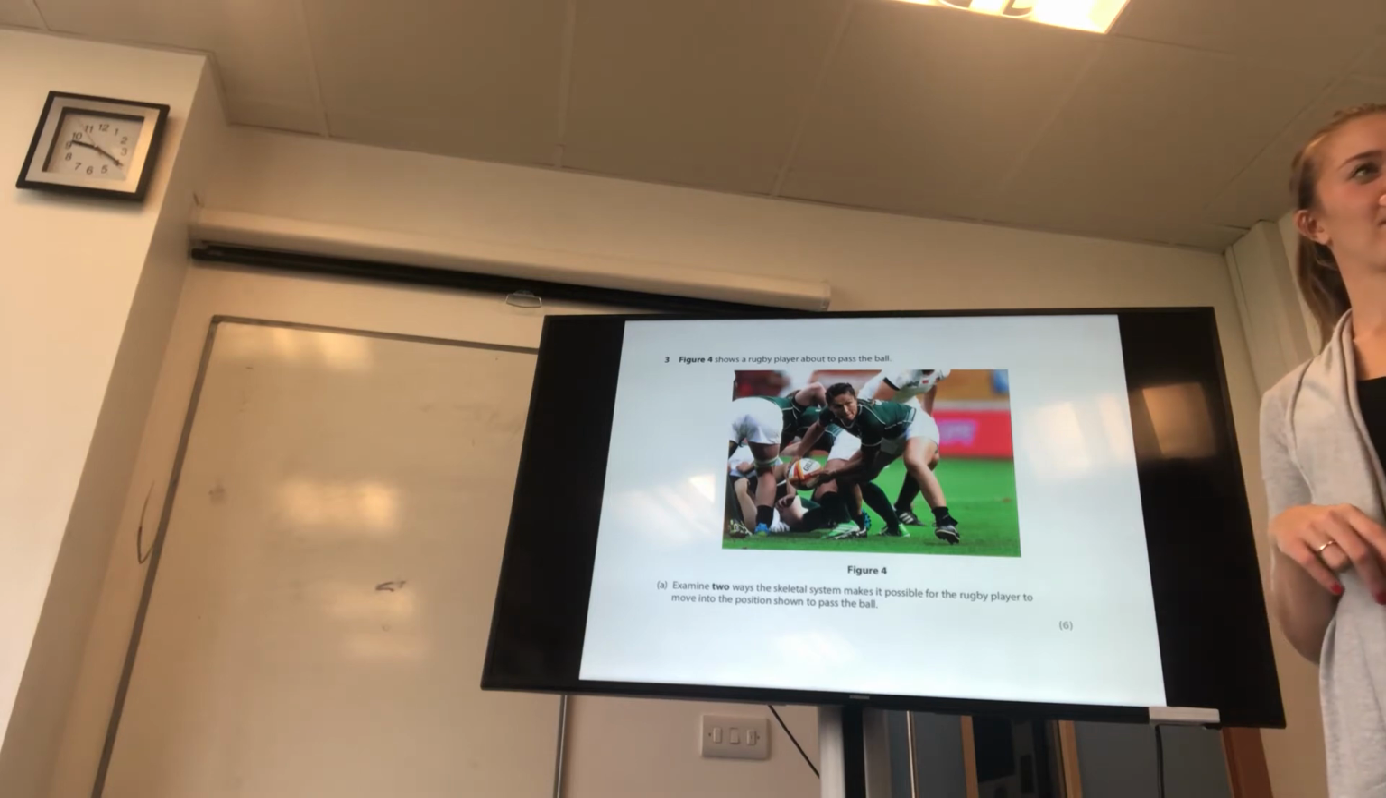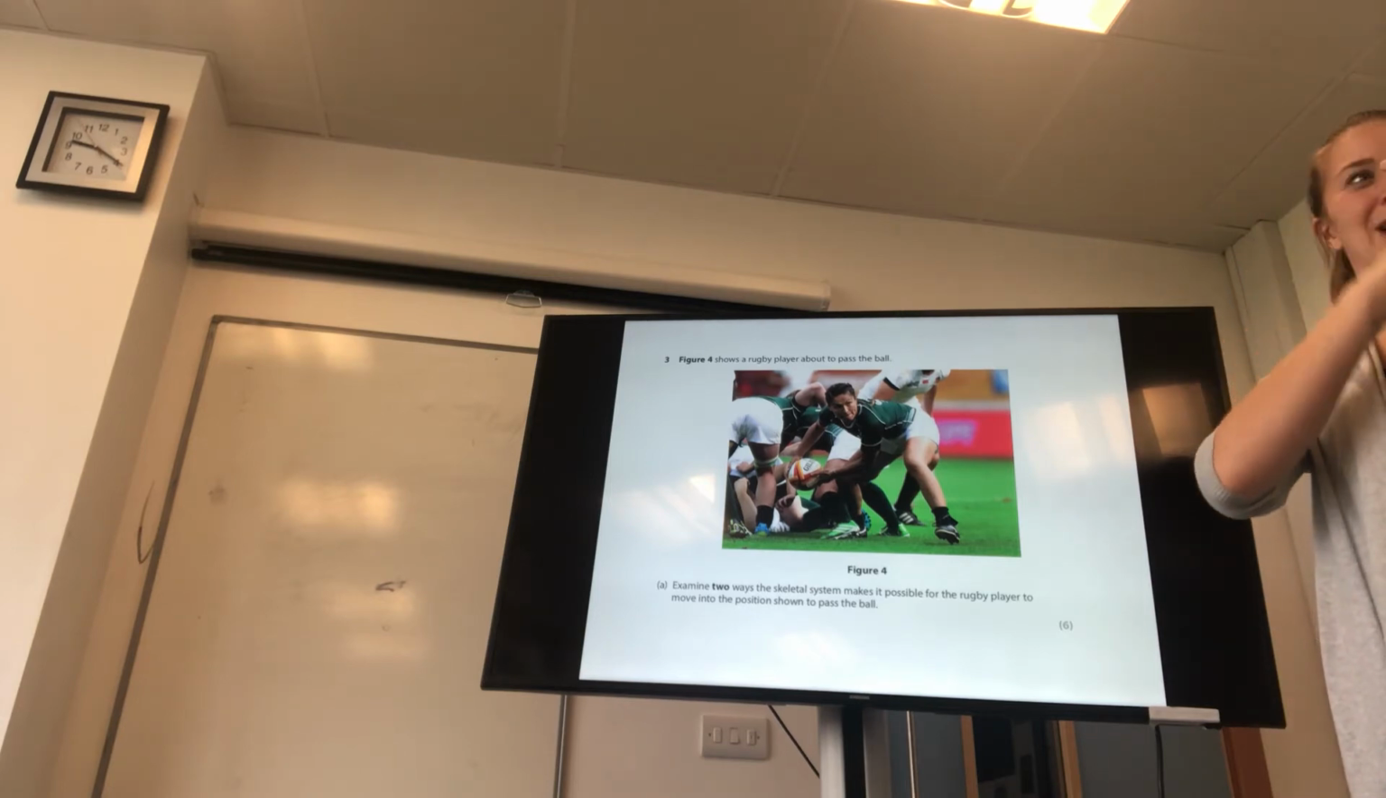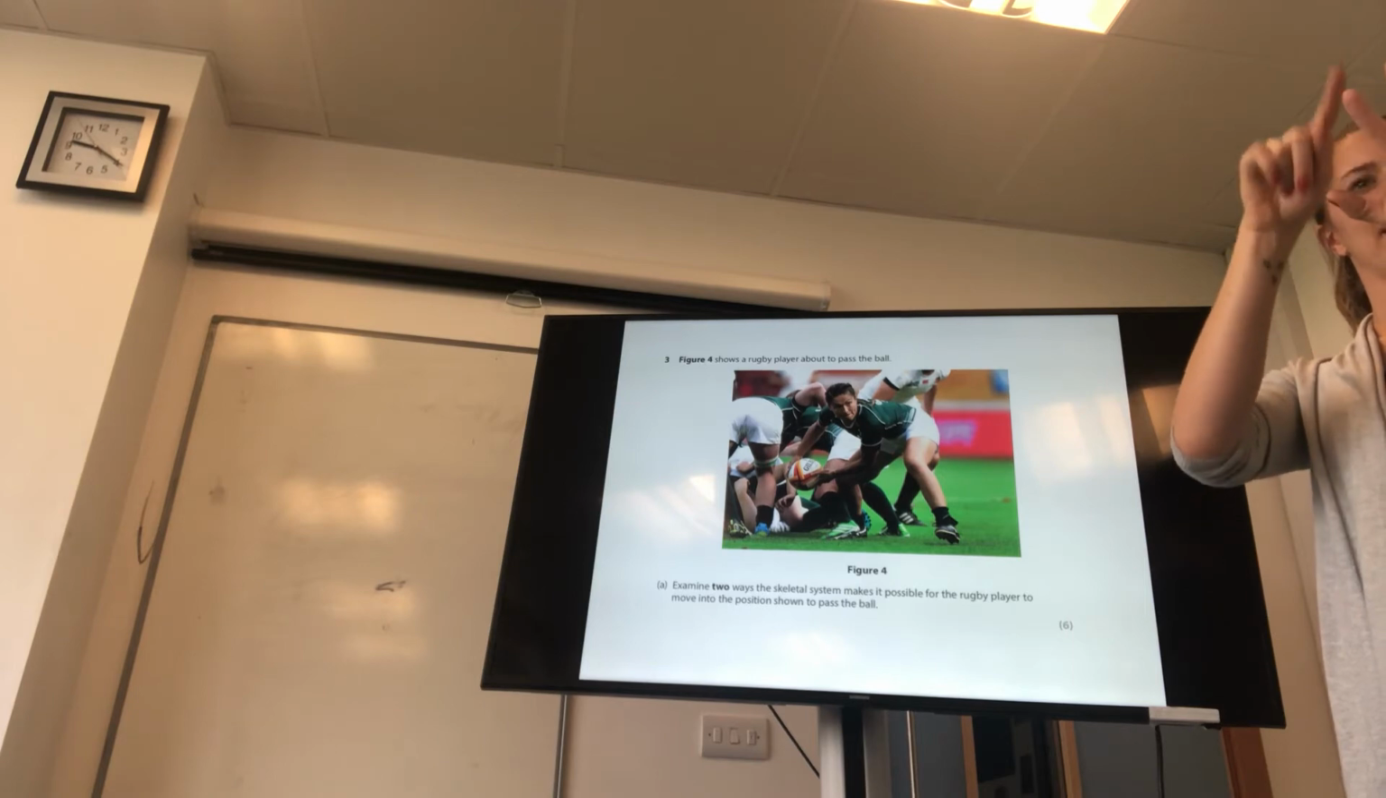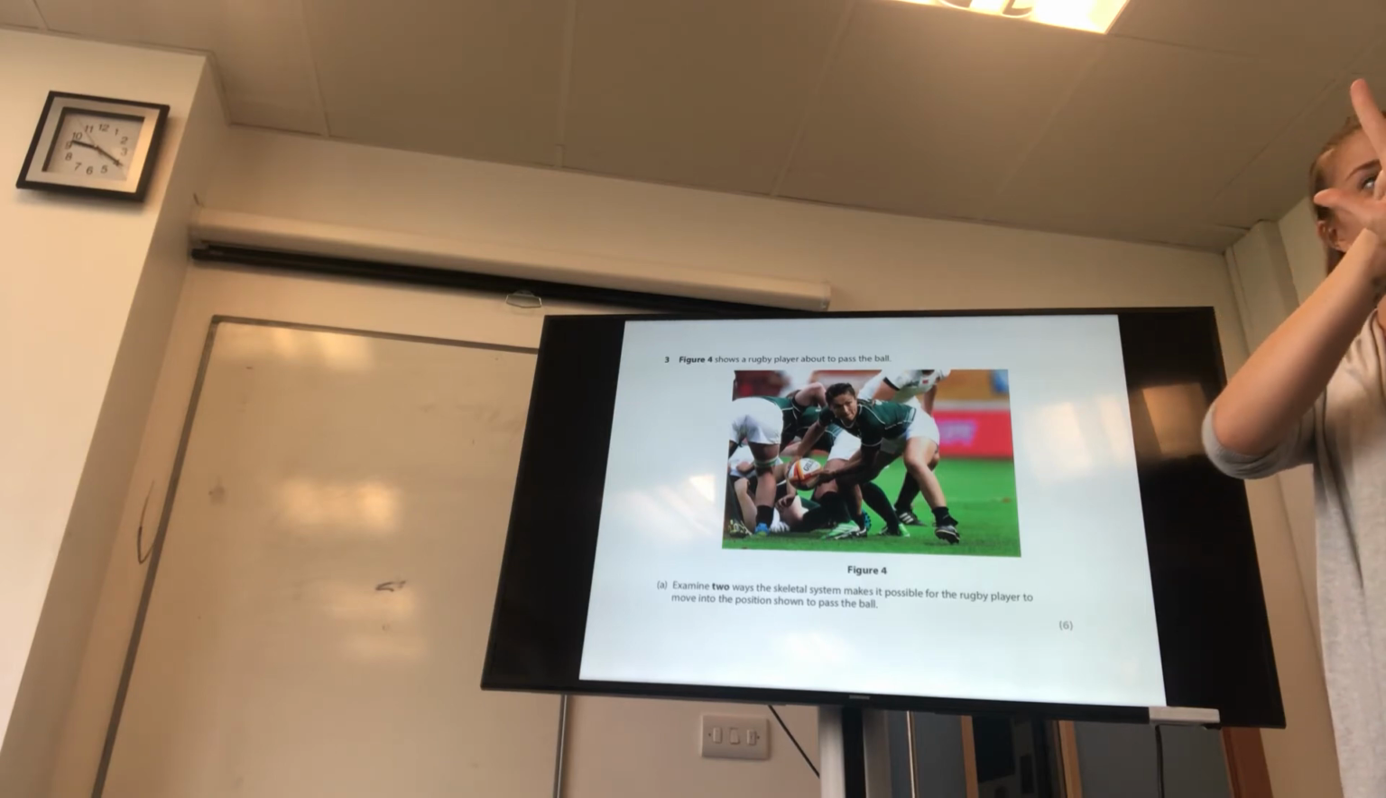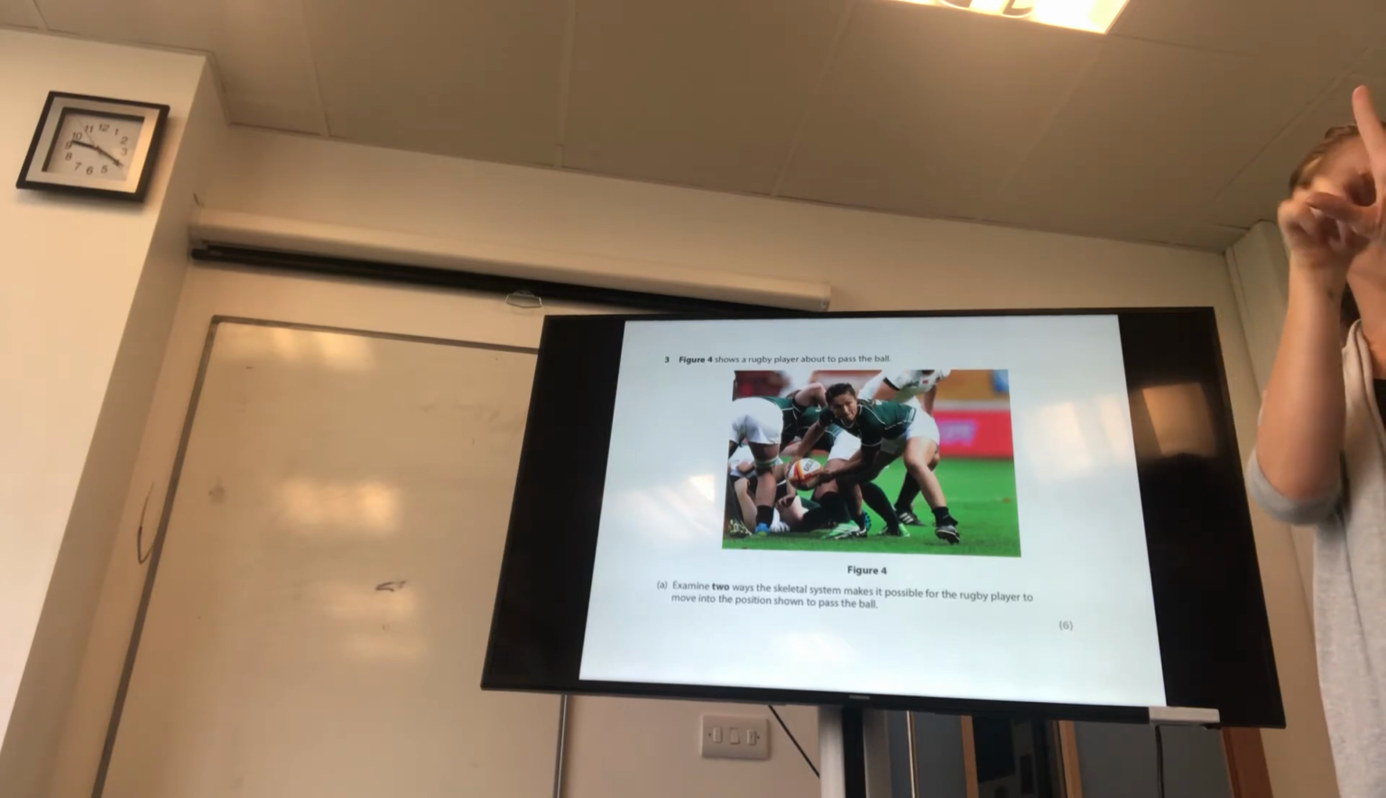Is it about the actual bone? Or is it big muscle? No, skeletal system. So my big skeleton amazes people. It's got to be two of those five functions of the skeleton that's relevant.